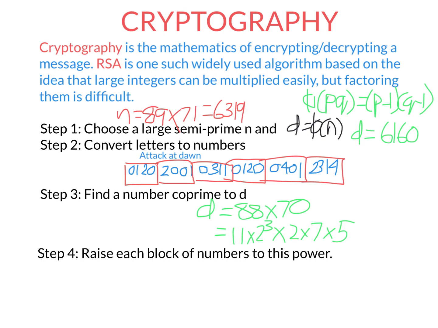So the easiest way I could find a number co-prime to d is to find a prime number that's not in this prime factorization. For example, I'll choose the number 13. So I can be sure that will be co-prime to d. What I need to do is take each of these blocks here and raise it to the power of 13. So I need to do 120 to the power of 13, and I need to do 2001 to the power of 13. Then I need to reduce each of those numbers modulo 6319.